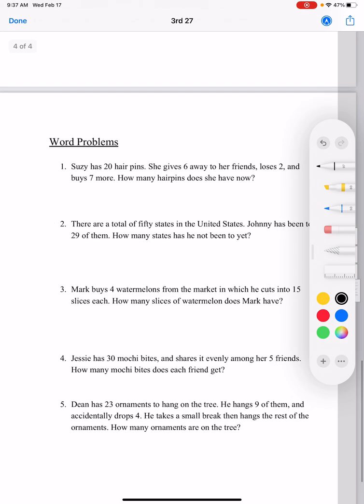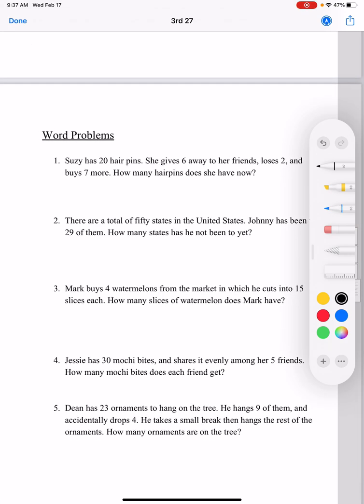Susie has 20 hairpins. She gives 6 away to her friends, loses 2, and buys 7 more. How many hairpins does she have now? So she originally has 20, and she gives away 6. So 20 minus 6. You can't do 0 minus 6, so you bring over a 1 from the 2, make 0 a 10. 10 minus 6 is 4, bring down the 1 is 14. So for now, she has 14.